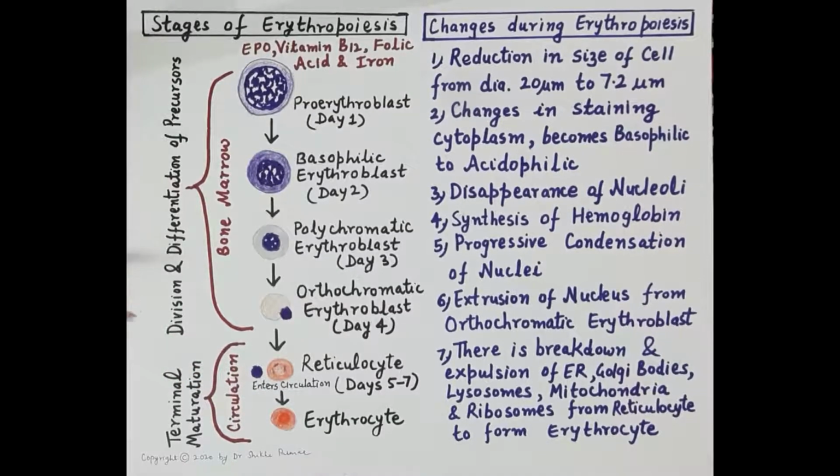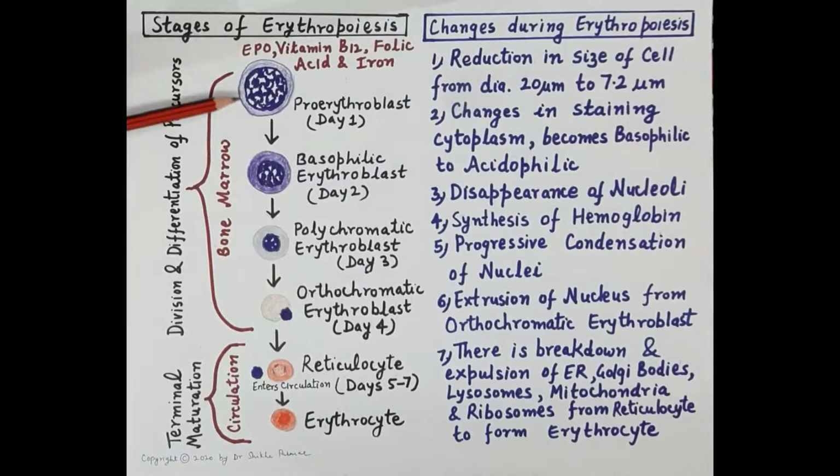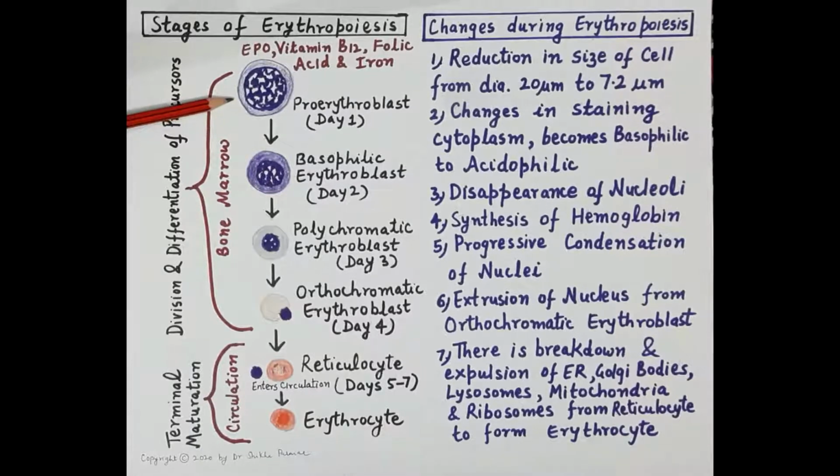Now let's talk about these individual stages one by one. The first stage is the proerythroblast stage. When stimulated by erythropoietin, the colony forming unit erythroid gets transformed into the proerythroblast. Now these proerythroblasts, as is very clear in this diagram, are very large cells. They are the largest of all the cells.